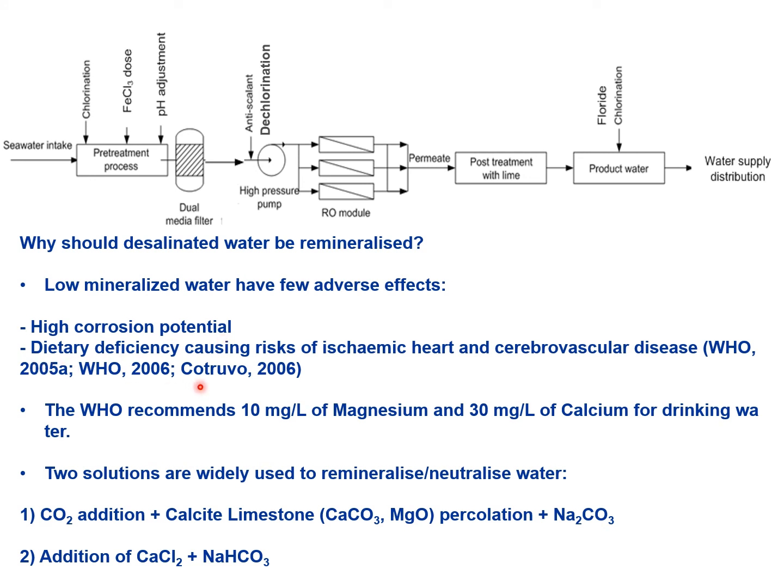The second reason is dietary deficiency, causing risks of heart and some vascular disease. So we need these minerals for healthy drinking water. WHO recommends 10 milligram per liter of magnesium and 30 milligram per liter of calcium for drinking water. So we need remineralization. That's one of the reasons we mix with surface water, not only desalinated water, because surface water and dam water include calcium and magnesium. And two solutions are widely used to remineralize the desalinated water.